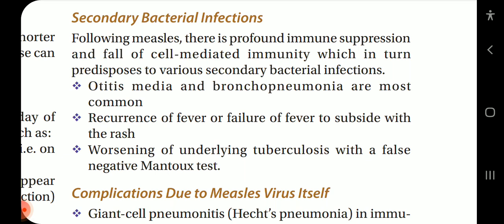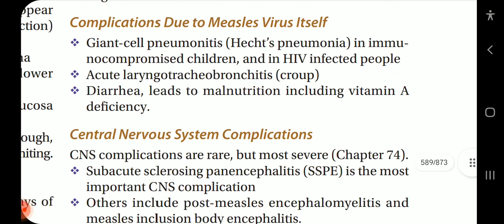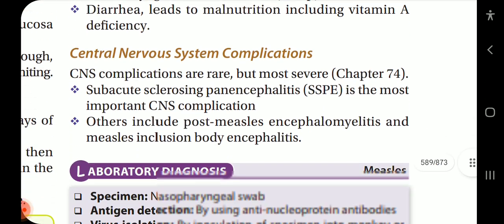Recurrence of fever or failure of fever to subside with rash. Worsening of underlying tuberculosis with a false negative Mantoux test. Complications due to measles virus itself: giant cell pneumonitis, Hecht's pneumonia in immunocompromised children and in HIV infected people, acute tracheobronchitis, croup, and diarrhea leading to malnutrition, including vitamin A deficiency.